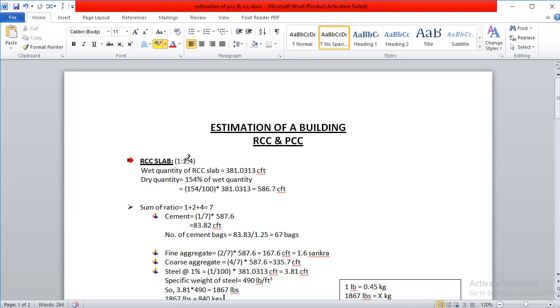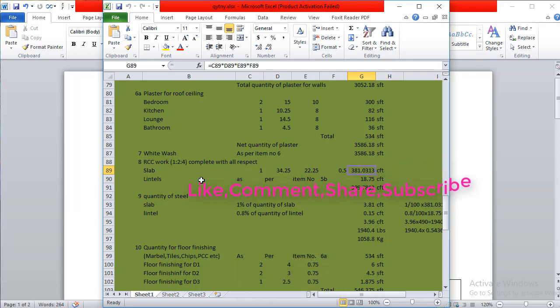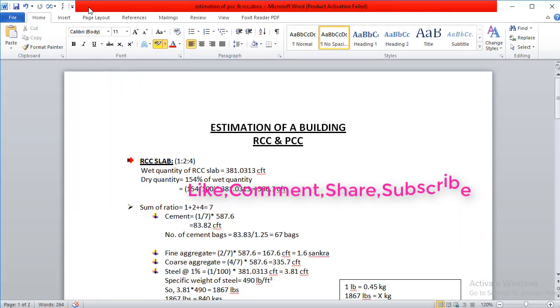The ratio that I will choose is 1:2:4 here. 1 is for cement, 2 is for fine aggregate, and 4 is for coarse aggregate. The wet quantity for RCC slab is 381.0313 cubic feet. I already found this in my previous lesson. If I check the Excel sheet that I have prepared, the RCC work for slab is 381.0313 cubic feet. So I simply copy it from here and paste it right here.